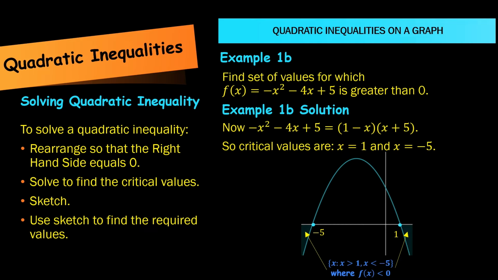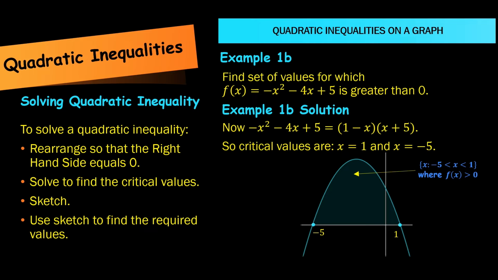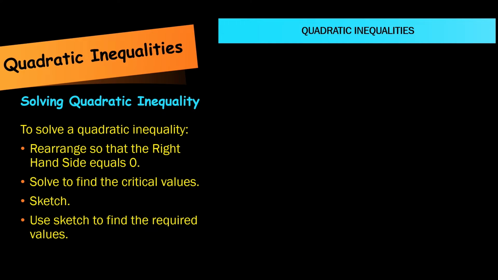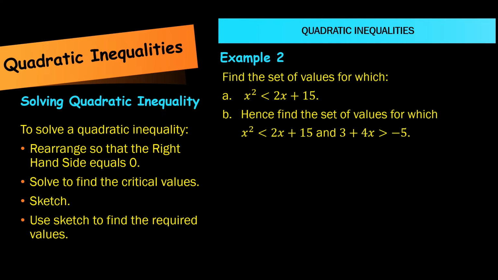The shaded region is where x is greater than 1 or x is less than minus 5. This is where f of x is less than 0. However, this region is where f of x is greater than 0. In this region, x is between minus 5 and 1. And here is a summary of the key points. Now let's take a look at another example. Pause the video and have a go. Press play when you're ready to view the solutions.